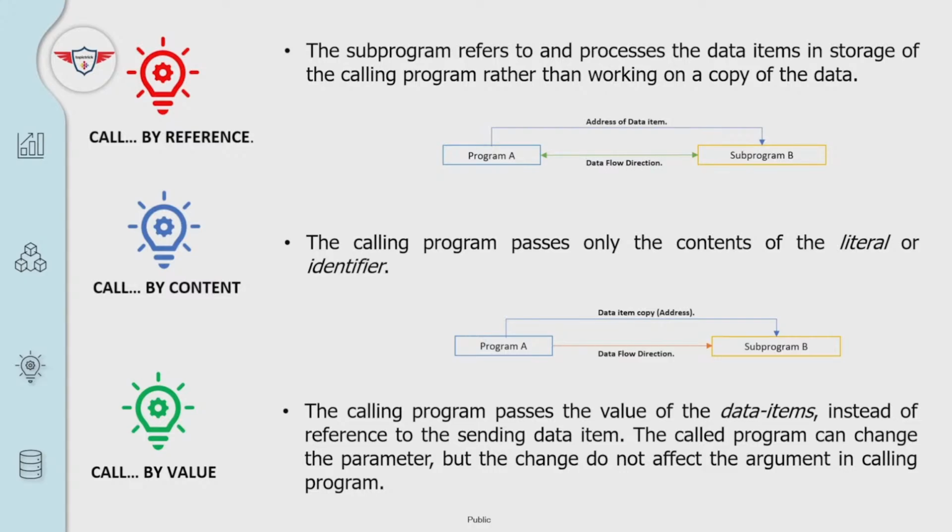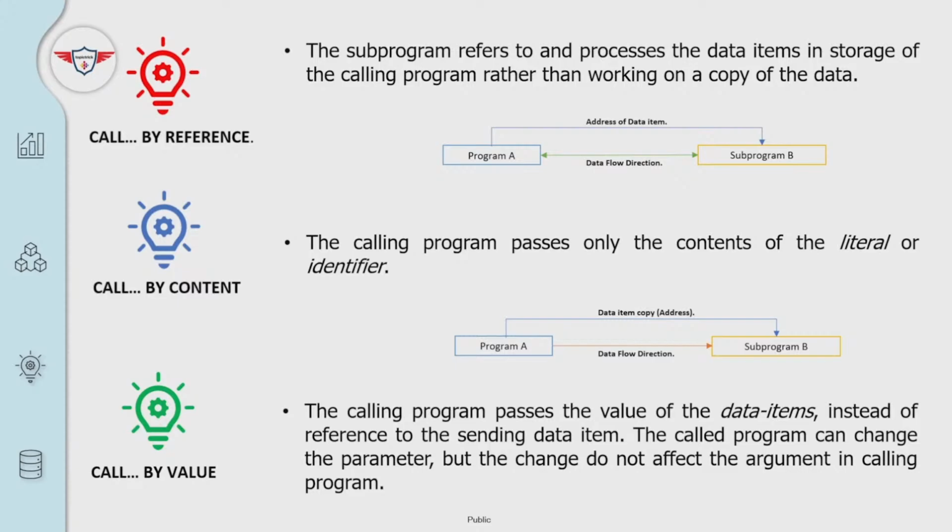The last parameter is call by value. When you use call by value, the calling program passes the value of the data item instead of a reference to the sending data item. The called program can change the parameter, but the change does not have any effect on the calling program's arguments, because the subprogram only has access to a copy of the data.